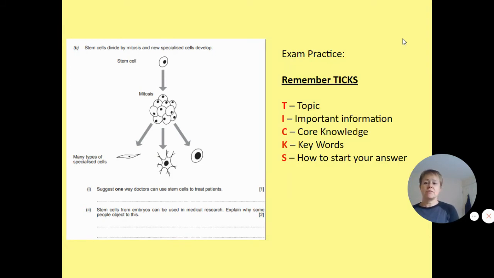Stem cells divide by mitosis and new specialized cells develop. So we've got a diagram of a stem cell that is becoming lots of more stem cells by mitosis and then is turning into types of specialized cells. Suggest one way doctors can use stem cells to treat patients. So just jot down your answer to that.